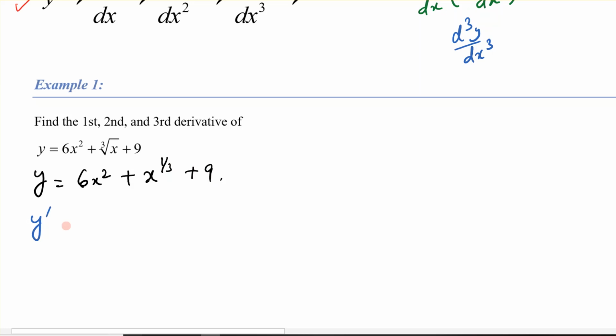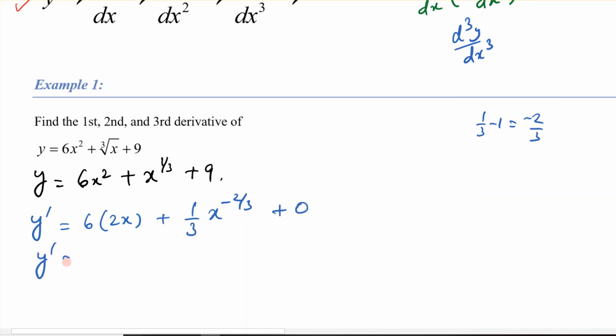And when we take the first derivative, we know that the derivative of x squared is 2x. For x raised to power 1 over 3, we can apply the power rule. So bring the power down, reduce the power by 1. So 1/3 minus 1 would be negative 2 over 3. And the derivative of 9 is 0. So thus we got our first derivative: 12x plus 1 over 3 x raised to power negative 2 over 3. So that is our first derivative.